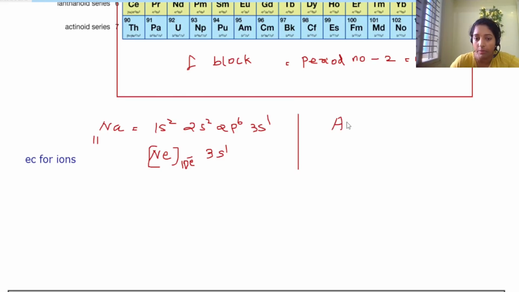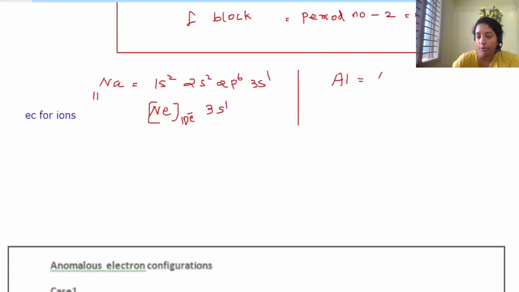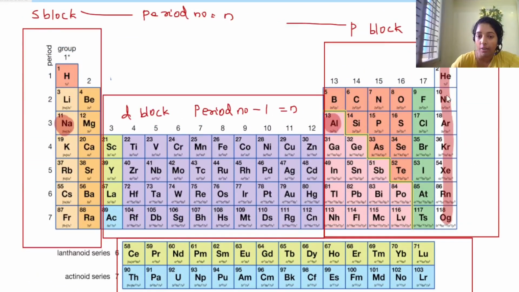For example, aluminum. Let's see aluminum. Locate the aluminum in the periodic table. This is our aluminum. Again, first step, locate the previous noble gas, which is again neon. Neon you can write in the square bracket, and then the next filling energy level is what? After neon, you are dealing with an S block first. In order to reach aluminum, you are dealing with the S block first. S block, period number 3, so 3s, you are completing the S block, so 3s2.